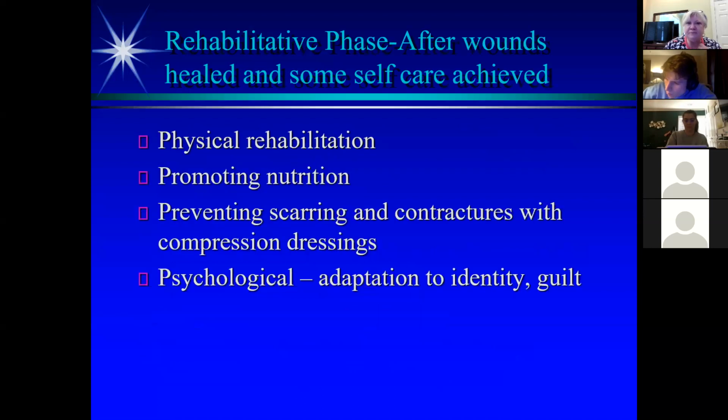So rehab, as I told you, was about 7 times longer than most trauma patients. They'll go to physical rehab once they're physically stable. It'll be important for their contractures. So we want to get them back to their optimum level of functioning. We want their joints to move. We want them to be as optimum as they can. We're going to promote their nutrition. We're going to increase their protein intake. And we want to hopefully prevent their scarring and contractions with compression dressings.